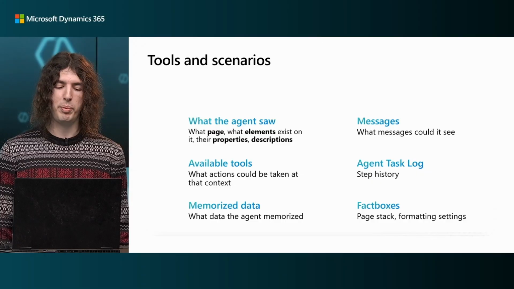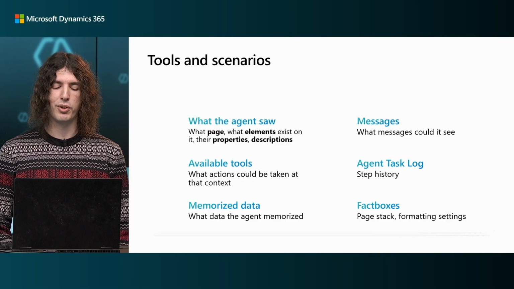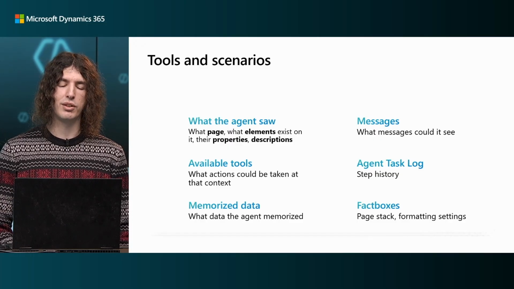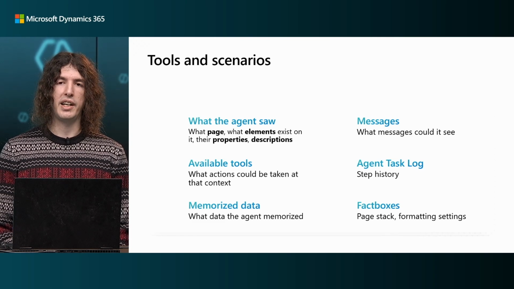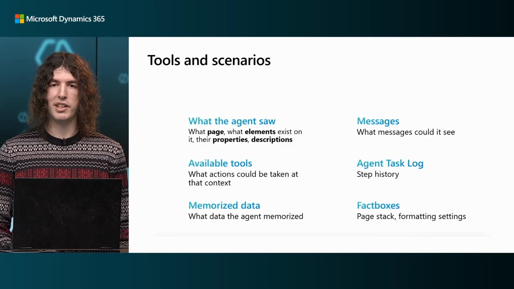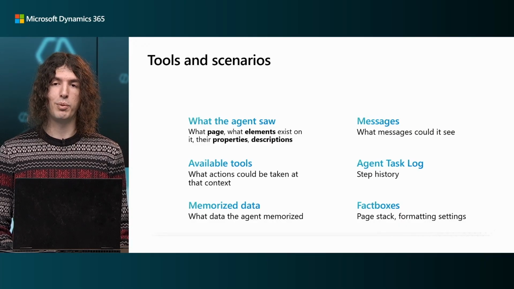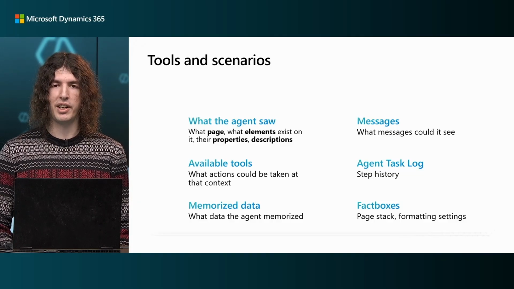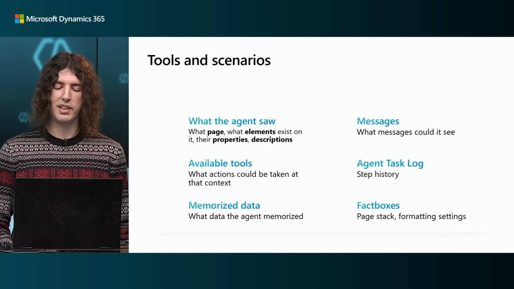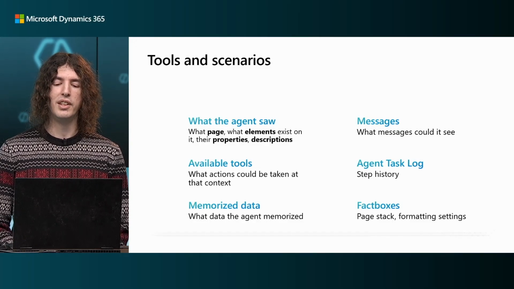So summarizing. Through these different sections that we just saw, we can answer different questions that help us troubleshoot agents. We can answer what was on a page, what the properties of the elements were on this page, descriptions, so I can more easily guide my agent towards what to do. I have available tools which let me discover the agent's capabilities, memorized data for figuring out exactly what the agent remembered, the messages that I give to the task, the step history, of course, so I can review what the agent did, and finally, extra information about the settings on the agent.